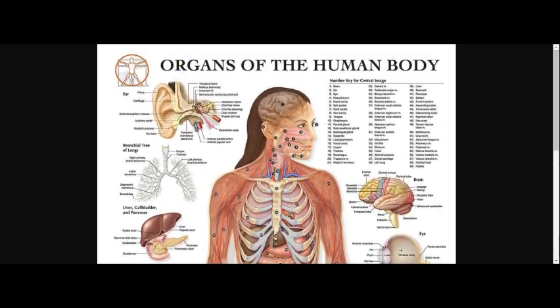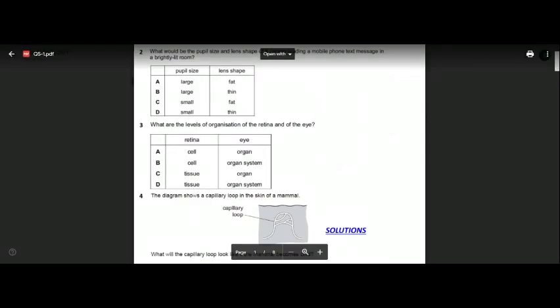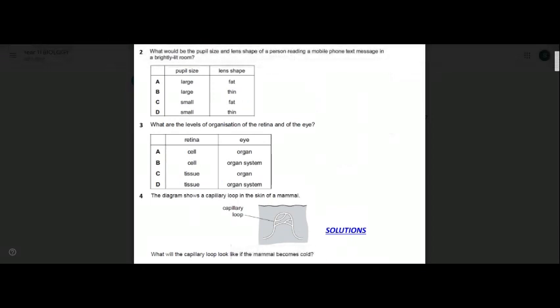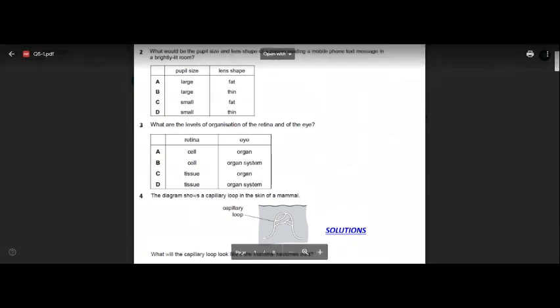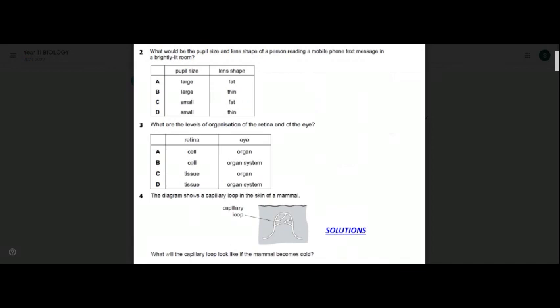So the eye here is an organ, and it is made of different tissues. Whatever is inside it is the tissue that makes that organ. One of the tissues in the eye is the retina. One of them is the fovea. One of them is the lens. One of them is the iris. So there are tissues that make up the eye, which is an organ. So in this question, retina, we know that it is one part of the eye, and the eye itself is an organ. So the eye is an organ, not a system.